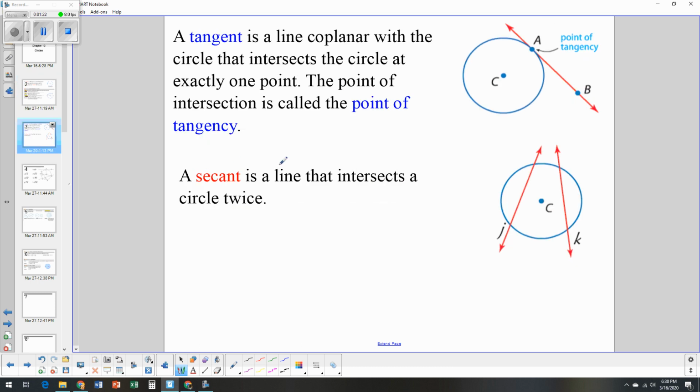We also have a line called the tangent. So the tangent touches the circle at a single point. That is called the point of tangency. The tangent line does not go through the circle, it just grazes it right there along the side.